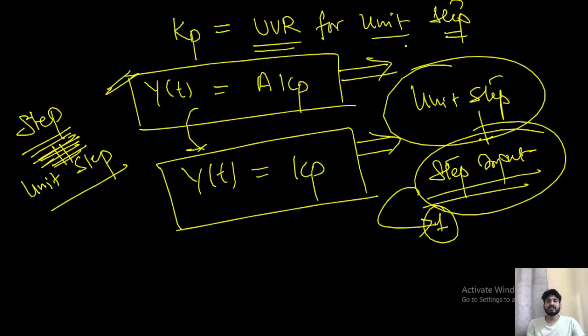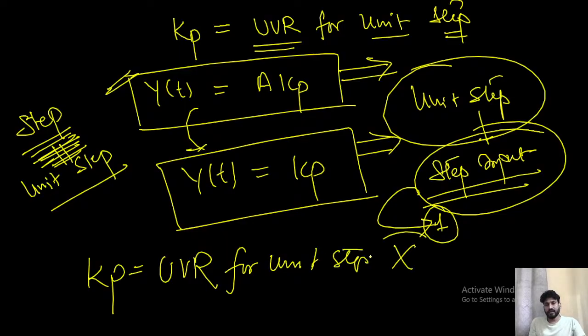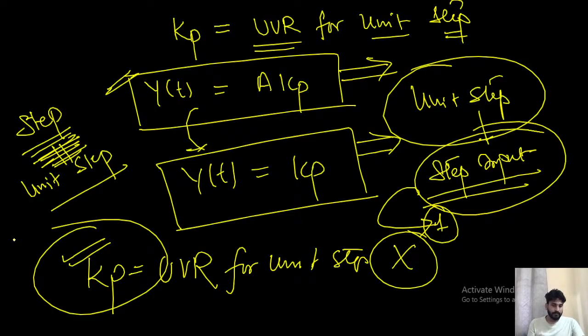Kp is equal to the ultimate value reached for the unit step input. This is not the definition of the Kp. This is the mathematical way to find out the value of the Kp. This is not the core definition of the Kp. We can calculate that yt is equal to A Kp; if my A is 1, then yt is equal to Kp. This is how we can calculate my Kp. Now, if I want to see the effect and significance of the Kp, then I should start with this. Kp is defined for everything.